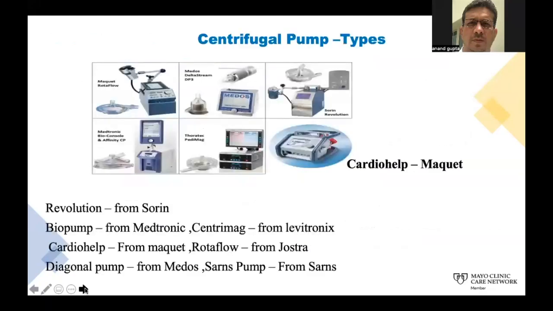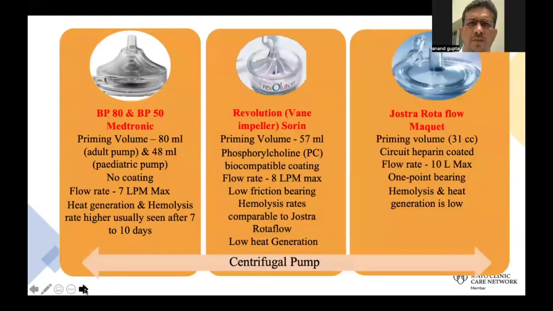So there are different kinds of centrifugal pumps by Maquet, Medos, Medtronic. These are available in the market. We'll discuss a little bit about each pump. First, the Medtronic is called the BP80 or 50. The prime volume is 80 and 50 ml for the adult and pediatric pump. No coating, up to 7 liters is the maximum flow.